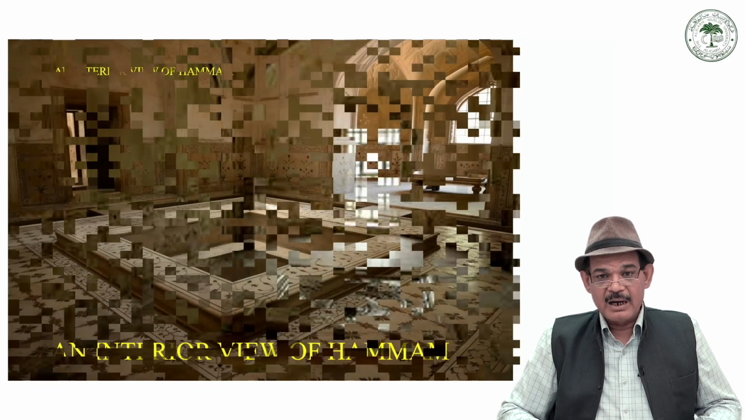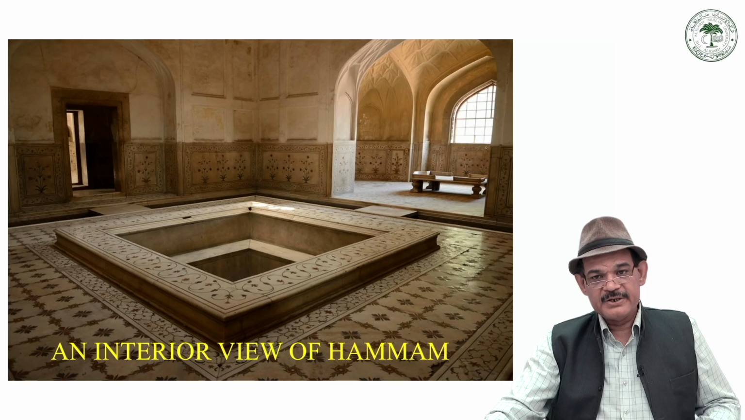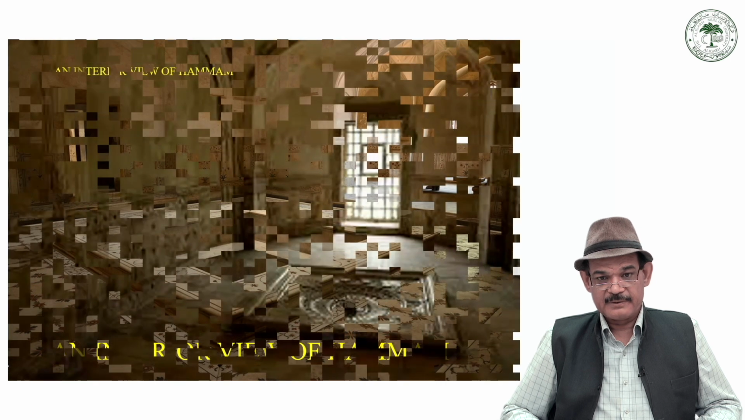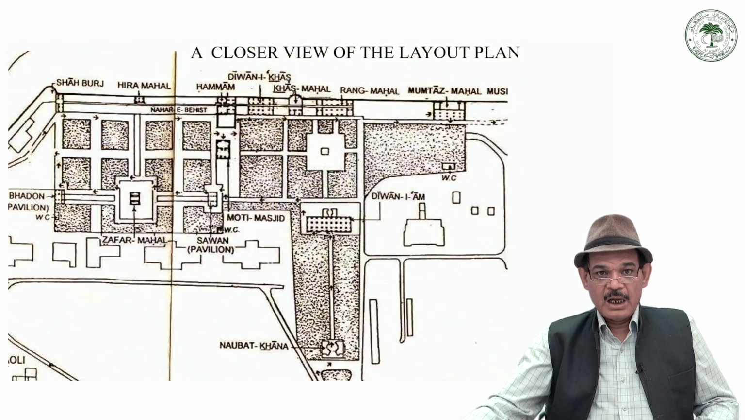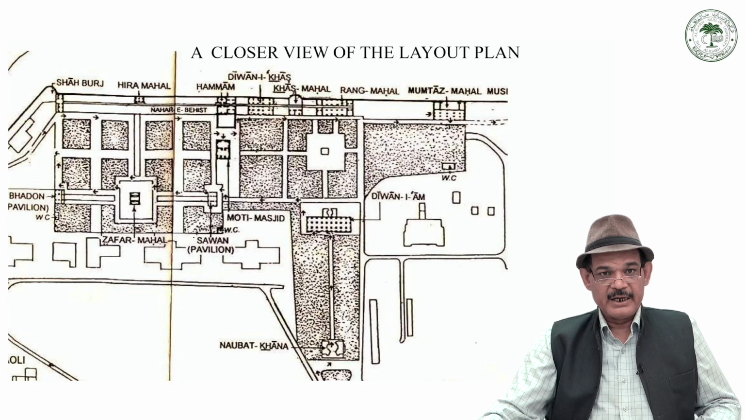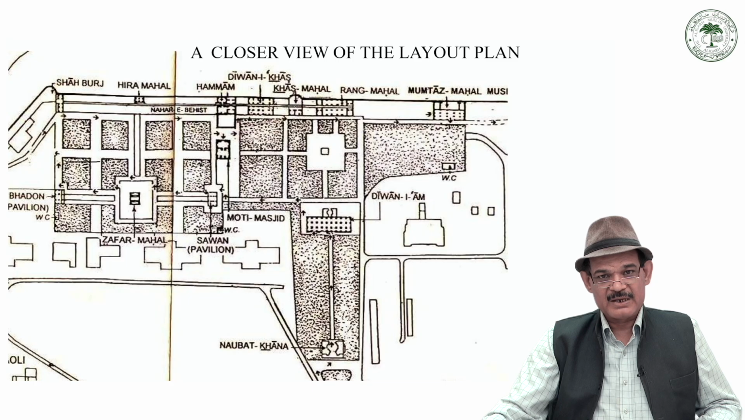Through this hammam, the Nehr-e-Bihisht is also passing in the center. This Nehr-e-Bihisht started from the Shah Burj, and it continued to flow, passing through the hammam, through the Diwan-e Khas, through the Khas Mahal, and through the Rang Mahal.